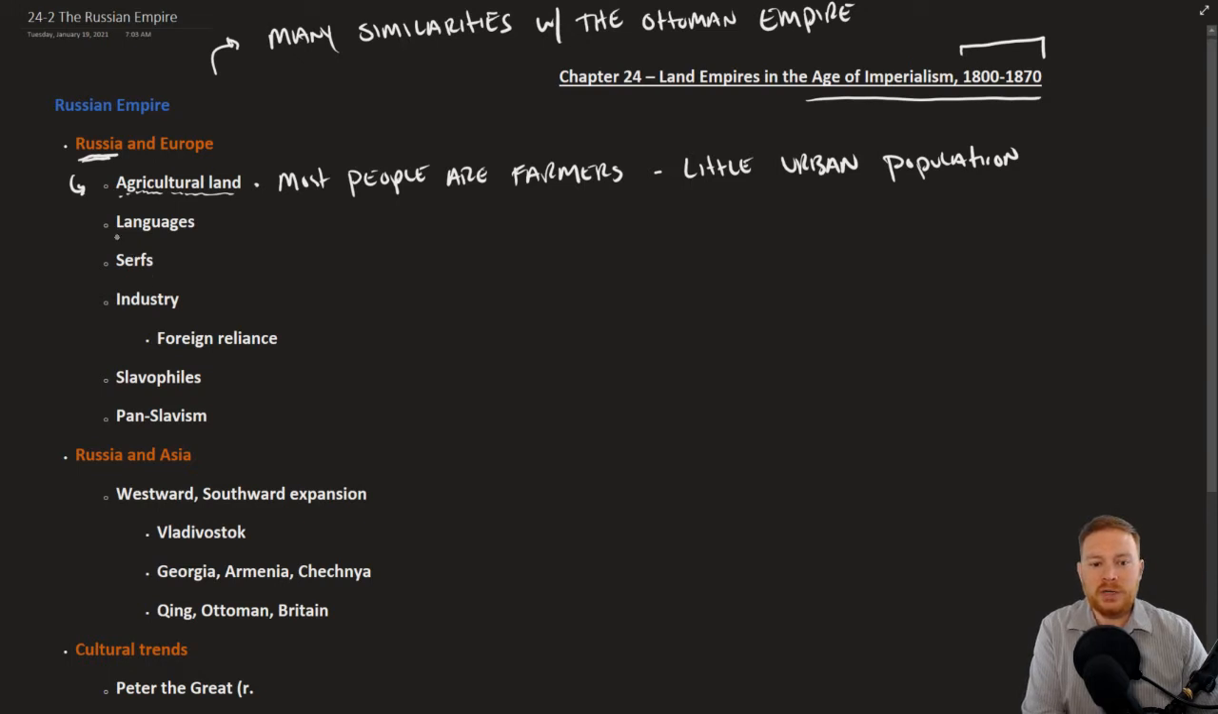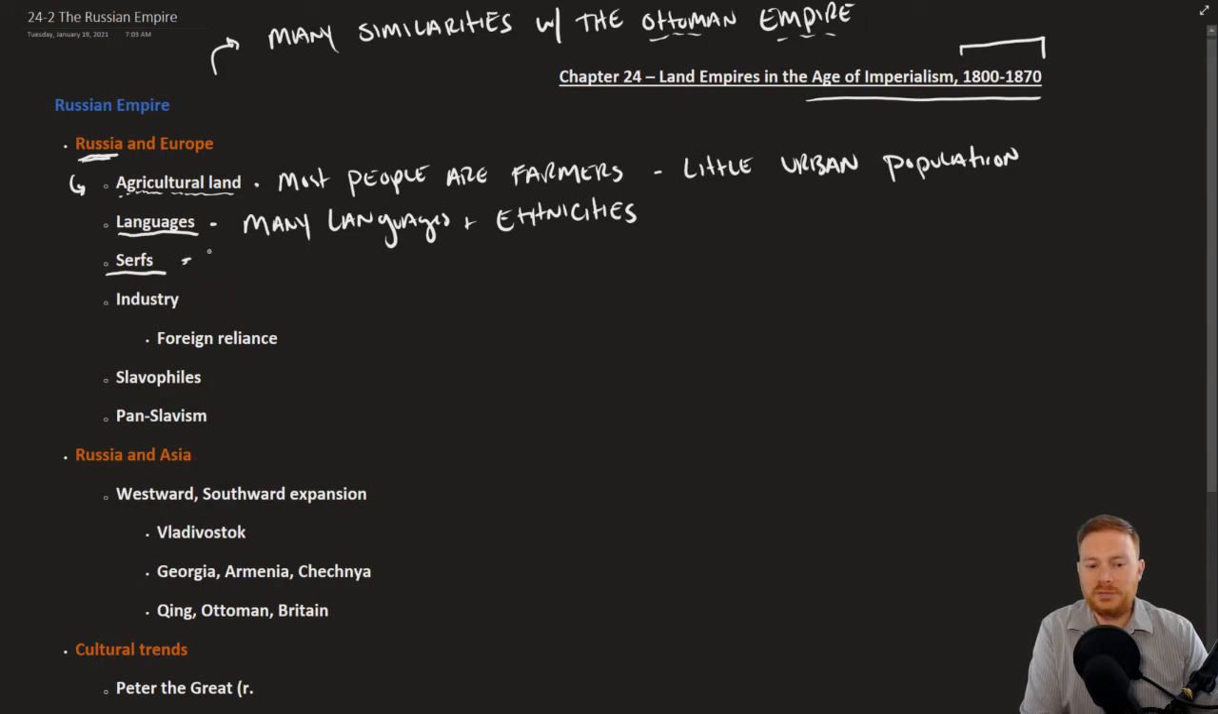It's also an area in which many different languages are spoken, right? So in this sense, it's very similar to the Ottoman Empire. So many languages, and also ethnicities. So in that case, it's very similar to the Ottomans. But one unique aspect to the Russian Empire was the use of serfs.